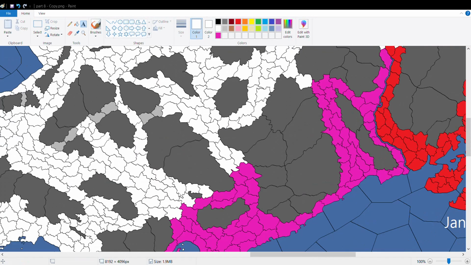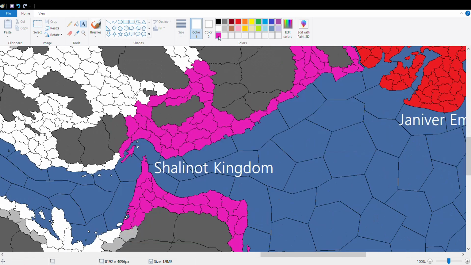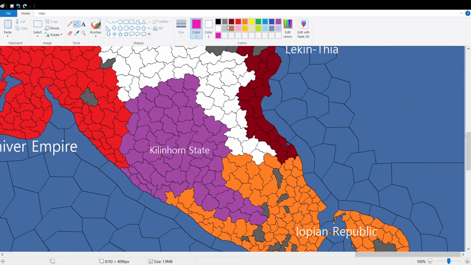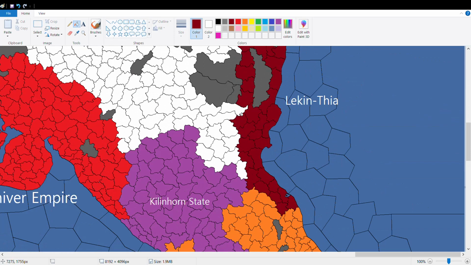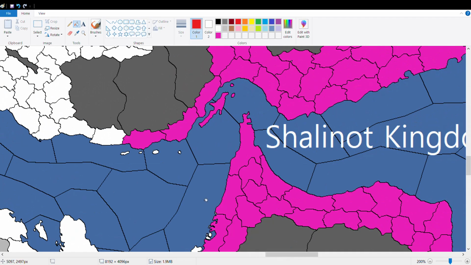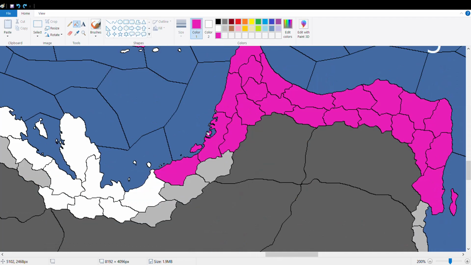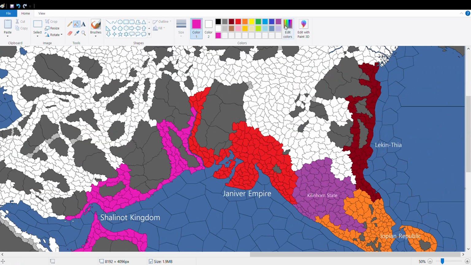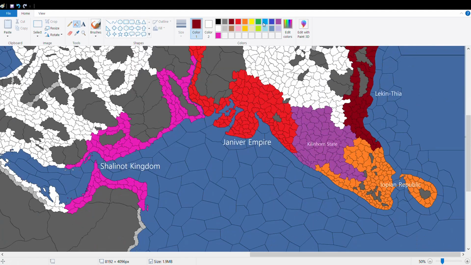Okay then, so as you can see, here we are. We have the Chanavir, the Shalinya, and the Iopan Republic, as well as the Kilhorn State and Lenkin Thea. Now, all of these nations, as you can see, have absorbed the tribes around them and near them. The Shalinya and the Janavir are divided by, I completely forgot, the Indus River. And the Shalinyad has mastered seafaring and expanded to the Arabian Peninsula, or kind of continent, I guess you could say.